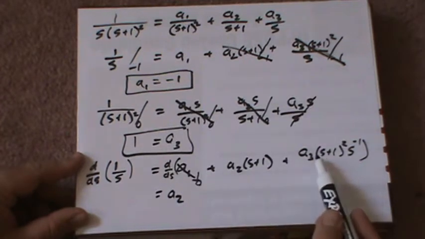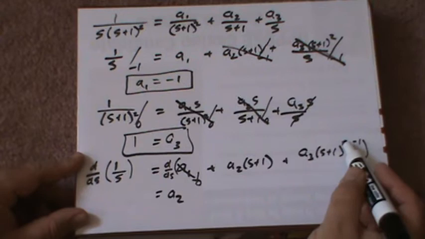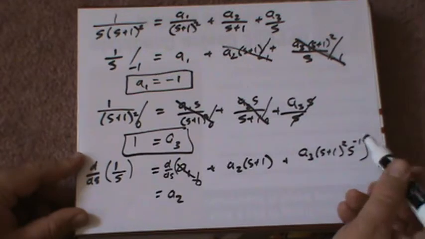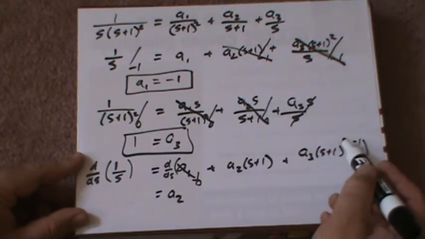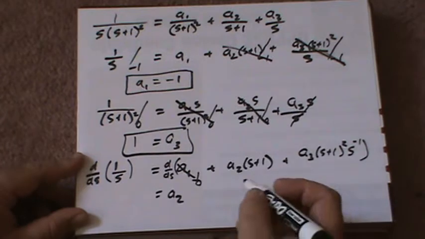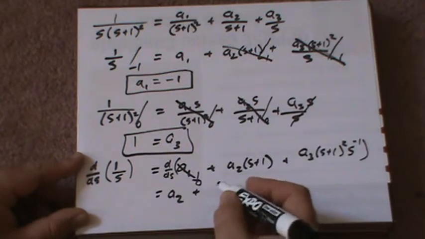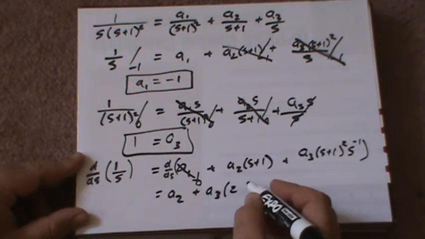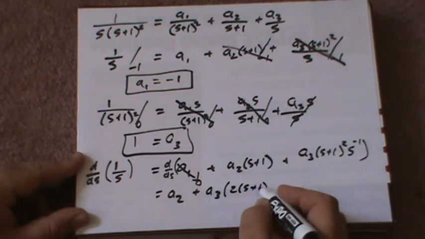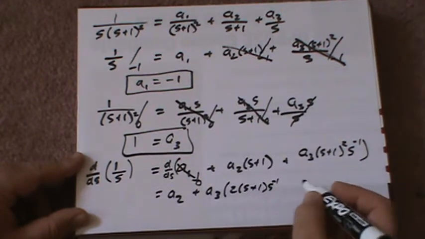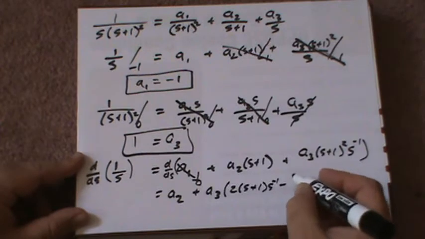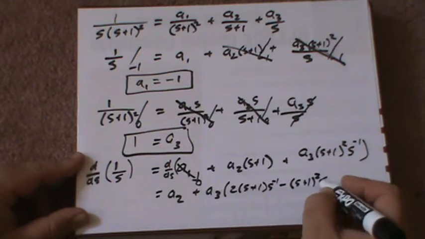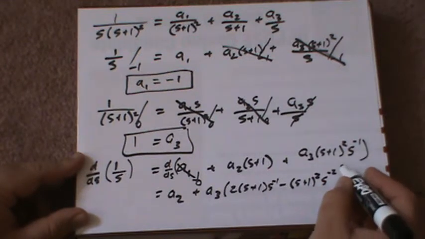And then I take the derivative of this, and I'm going to get 2 times (s plus 1) times s inverse, plus, and I'll get a minus (s plus 1) squared times s to the -2. And so I get a3 times 2(s plus 1)s inverse, and then minus 1 times (s plus 1) squared times s to the minus 2. And this is just the product rule.